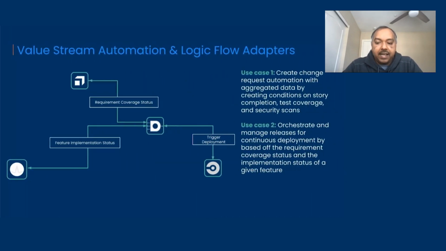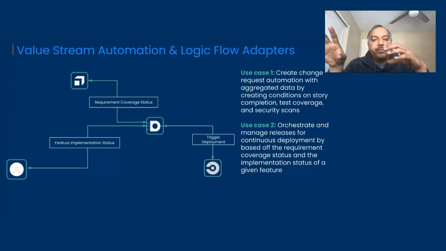So this is an example I was just talking about, where you have your requirement status coming into the gate, and you have your feature completion status that is coming into the gate. The requirement coverage is nothing but your test coverage, how many test cases your QA team has executed, and how does it relate to the features that were delivered from your Rally or Jira or any other system. And once both of them are successful, then you can go ahead and trigger a build or a deployment using Circle CI.